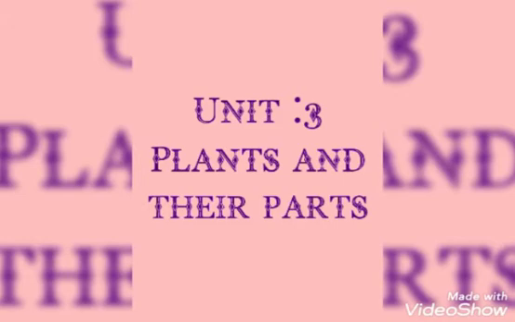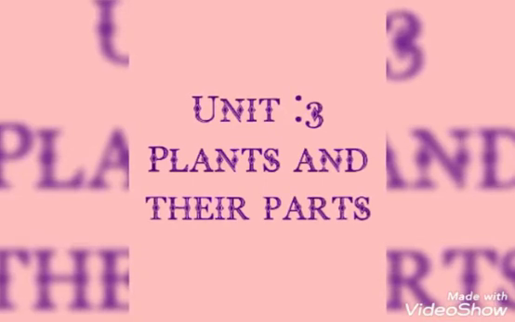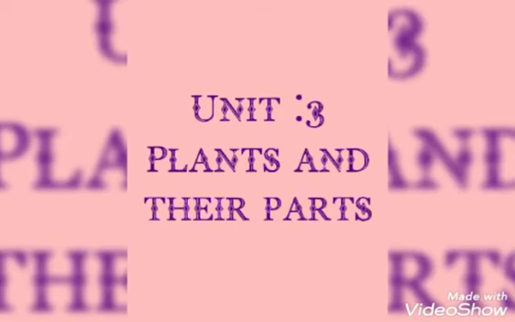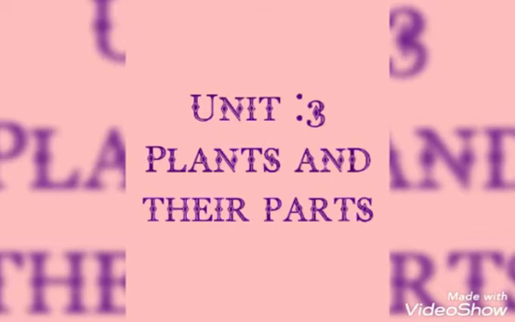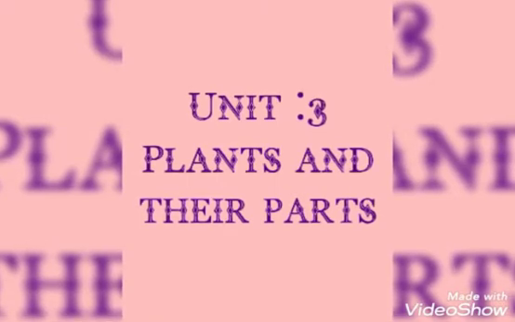Students, today our topic is unit number 3, plants and their parts. Students, as you know, plants are living things. They need air, water, soil and sunlight to grow. Students, plants grow in different ways. They grow in all shapes and sizes. Some grow in soil or on the land and others grow in water.